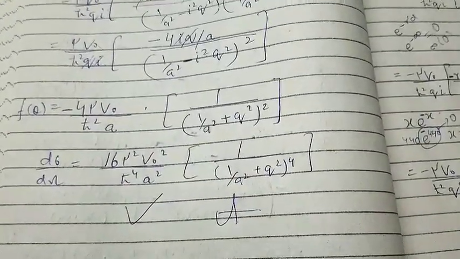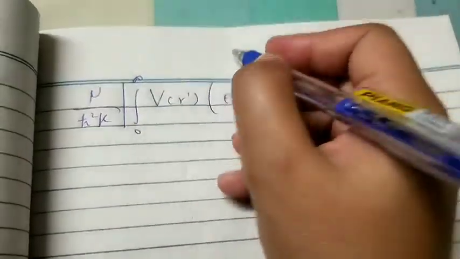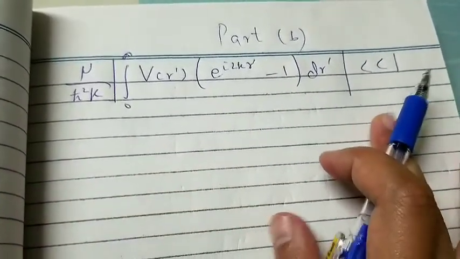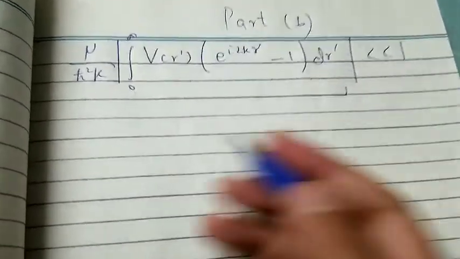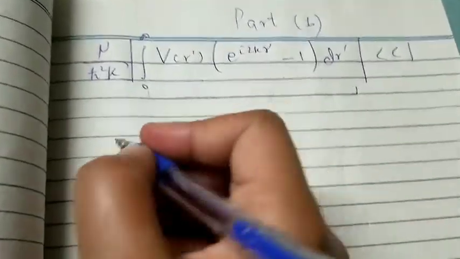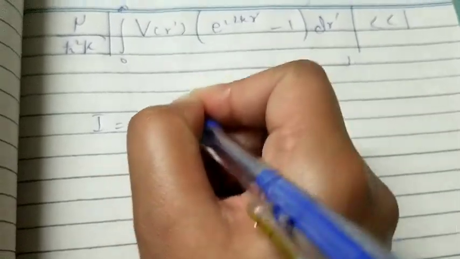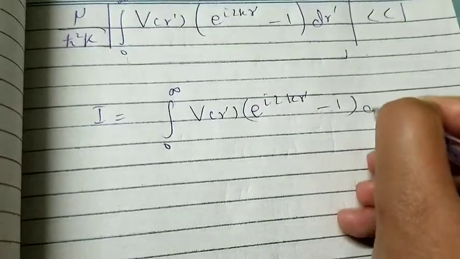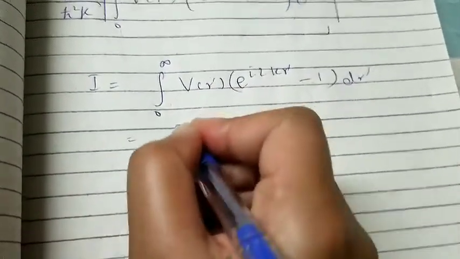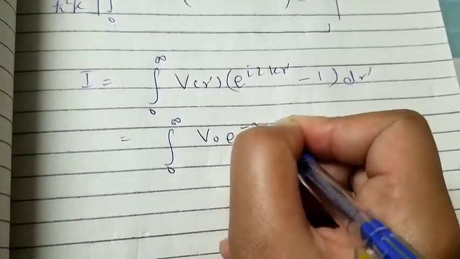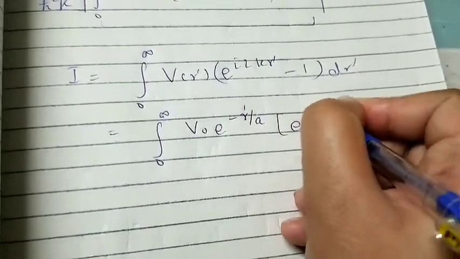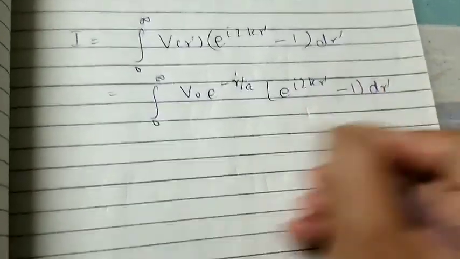One is done. Now we need to calculate part B and then the total cross section, part C. Now for part B, we need to find out the condition for the validity of the Born approximation. This is the condition, and we need to calculate this integral, and this integral is what decides the condition. So I'm letting this be equal to I, dr prime. V of r prime we know is equal to v naught e to the power minus r by a in prime form, then e to the power iota 2k r prime minus 1 dr prime.